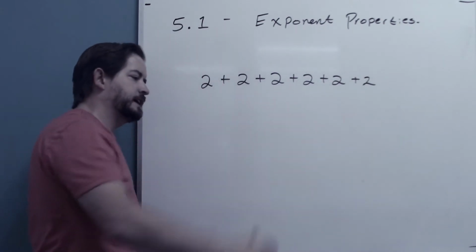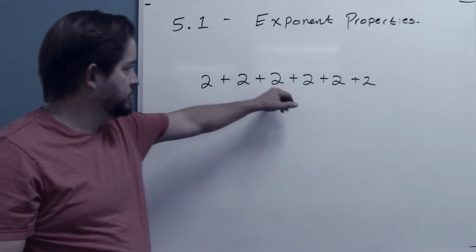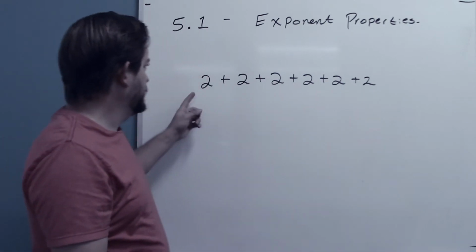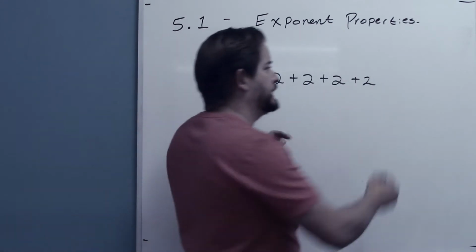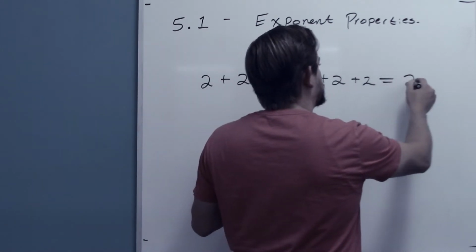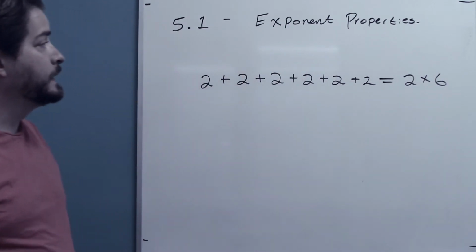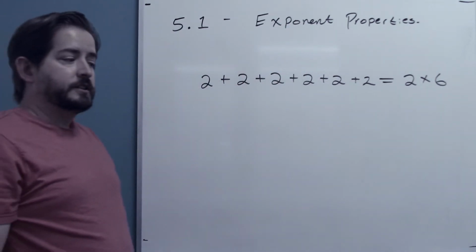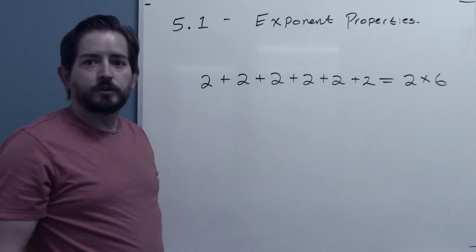Instead of writing the same thing over and over and over again, here I have 2 plus 2 plus 2 plus 2 plus 2 plus 2, but really I can just say, well, there's 1, 2, 3, 4, 5, 6 2's. And that's what multiplication is. This is 2 6 times, or 2 times 6, right? So multiplication is just a notation that indicates this happens over and over and over again.